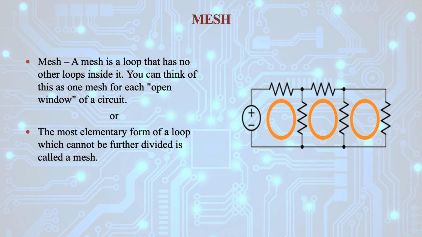Now we have to understand what is a mesh. A mesh is a loop that has no other loop inside it. You can think of this as one mesh for each open window of a circuit, or the most elementary form of loop which cannot be further divided is called a mesh. So in this particular circuit there are 3 meshes.